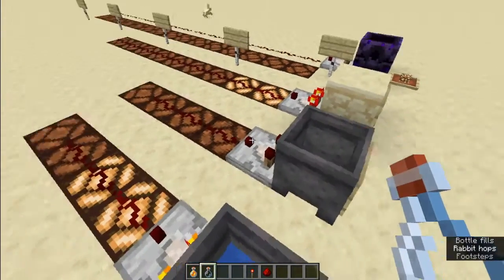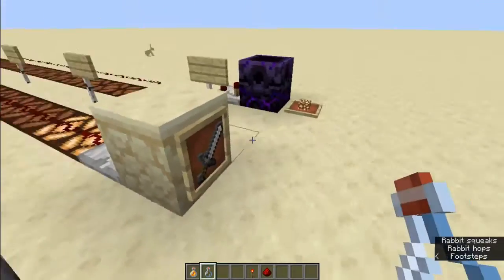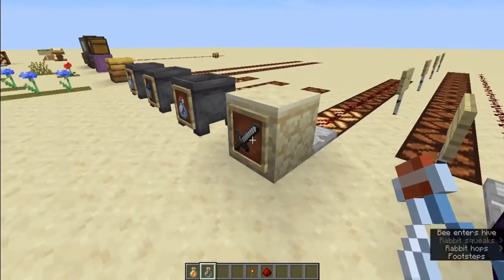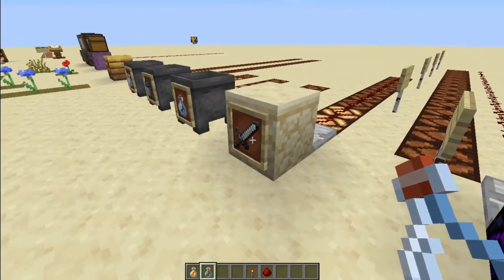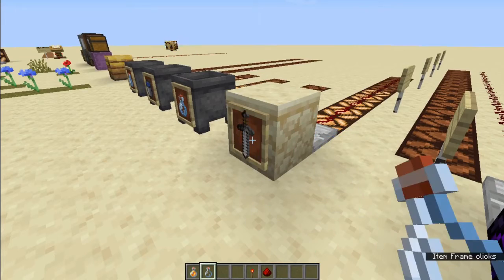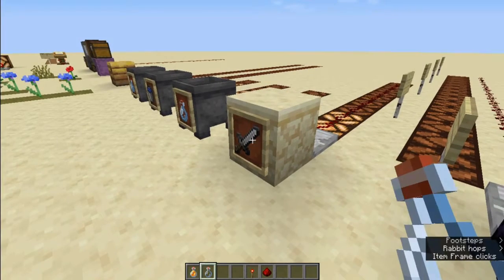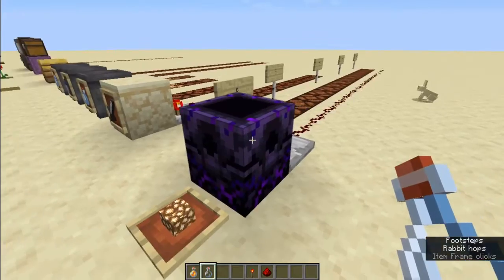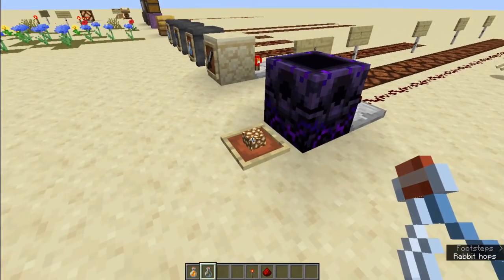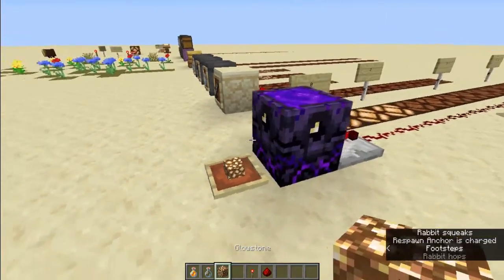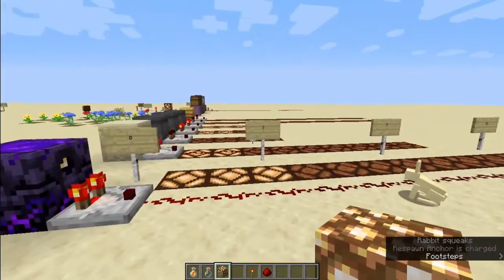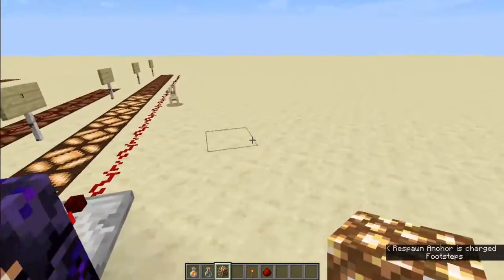Next comes the item frame. It gives a redstone output based on the direction in which the item in the item frame is pointing. So each 45-degree rotation of the item will give 2 more redstone signals, up to a maximum of 10. Last comes the respawn anchor. It can give out 3, 7, 11 and 15 redstone signals based on each glowstone added to it.